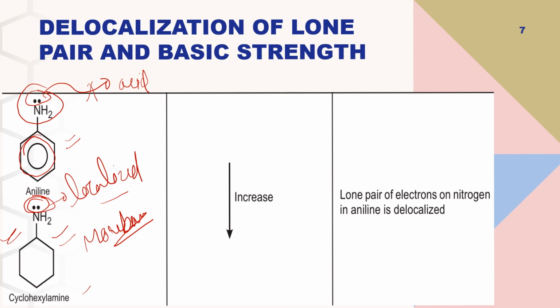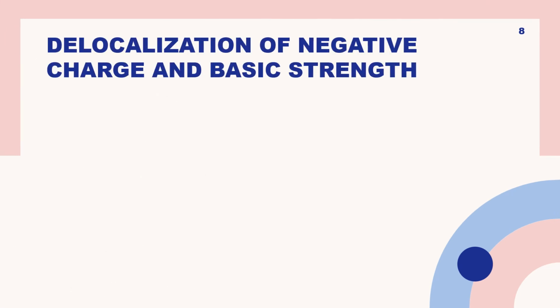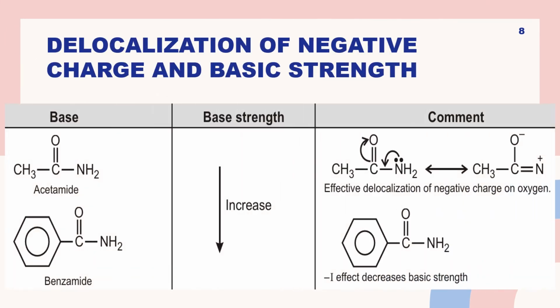Next is delocalization of negative charge and basic strength. Let's see. Same case here. There is NH2. This lone pair is in conjugation with the carbonyl group. In the second compound, the benzamide lone pair is also in conjugation with the carbonyl group, but actually this carbonyl group is in conjugation with the benzene ring.